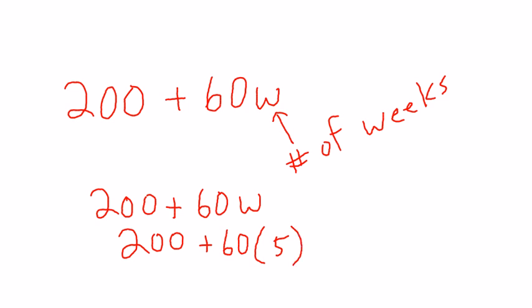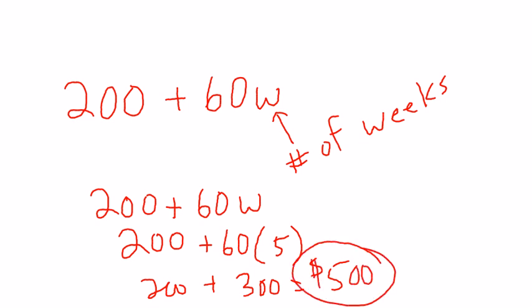And now we will evaluate using the order of operations. Okay, well, we have two operations here, multiplication and addition. Order of operations tells us to multiply first. 60 times 5 gives us 300, and 300 plus 200 equals 500. So you would have $500 saved up after 5 weeks.